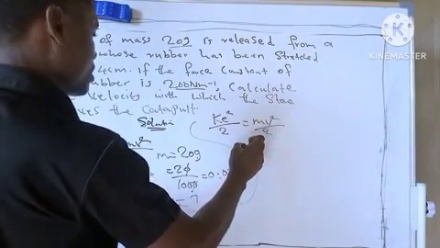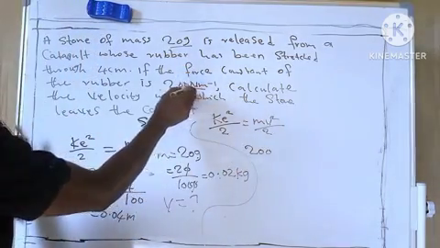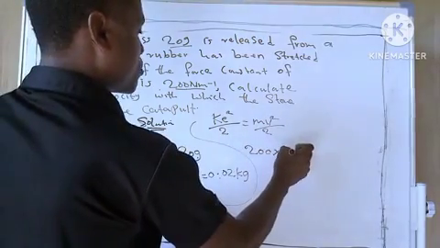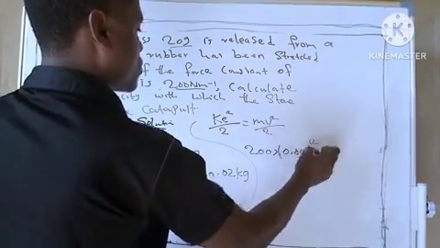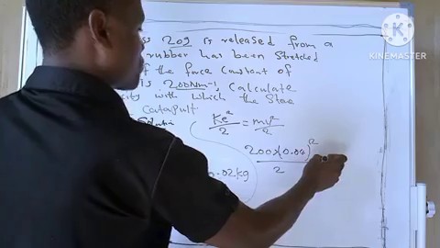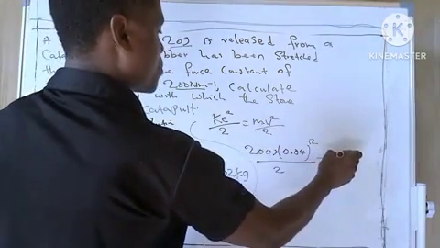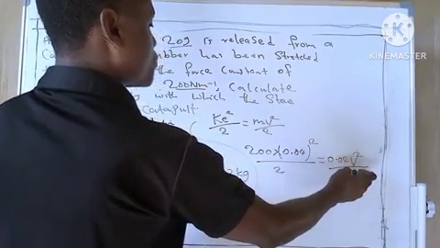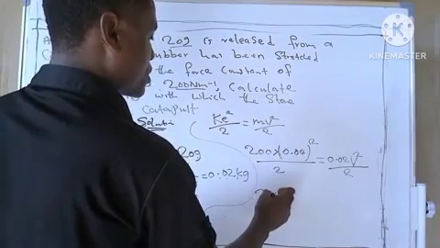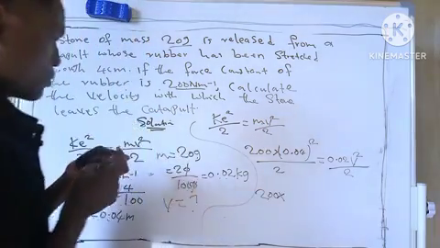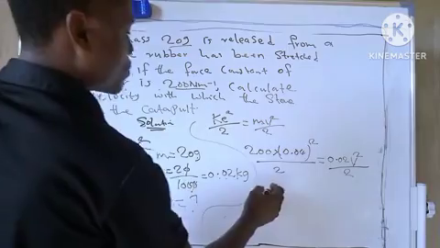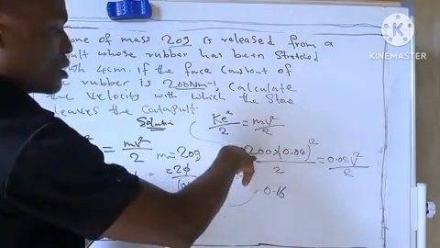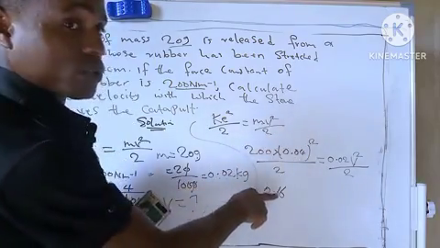So we have the constant k is 200, times our extension 0.04 squared, all over 2, equal to the mass 0.02 times v squared, all over 2. Okay, we have 200 times 0.04 squared, and if you multiply it by 200 divided by 2, it gives you 0.16.